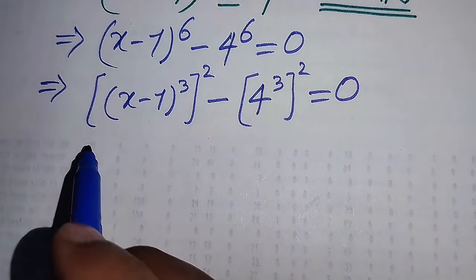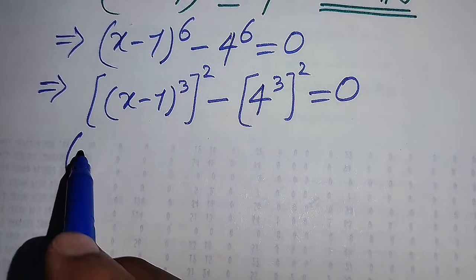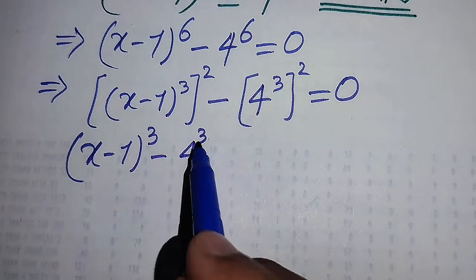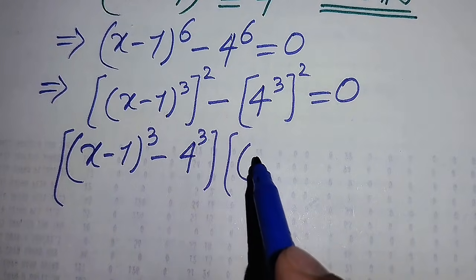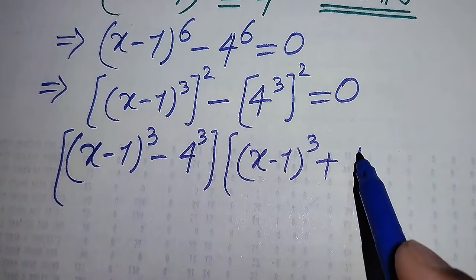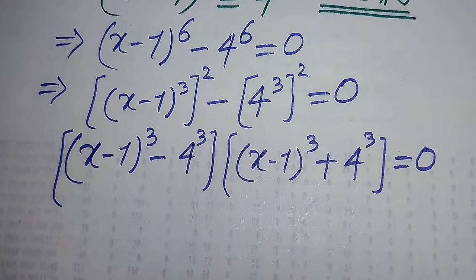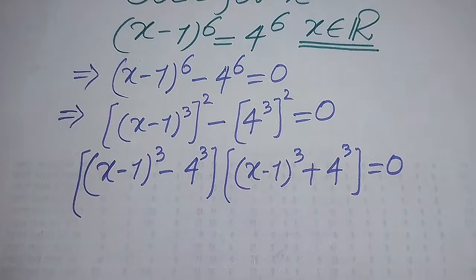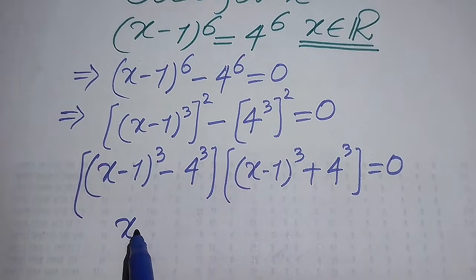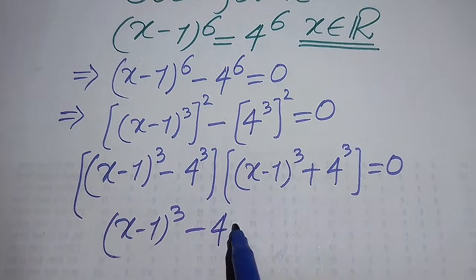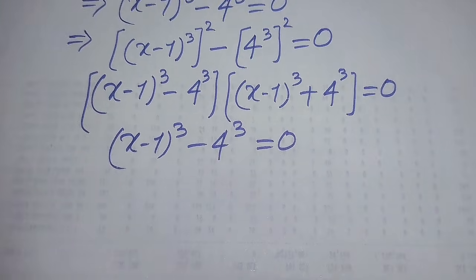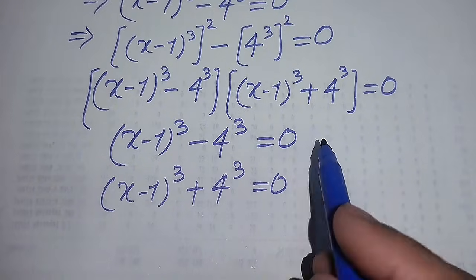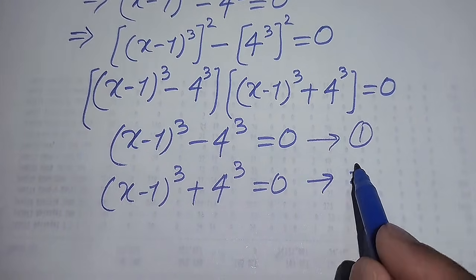So here we use the nice squared formula. You know about that. If we have a² − b² = (a − b)(a + b), so we have our a is (x − 1)^3 minus b is 4^3, into a plus b, again a is (x − 1)^3 plus b is 4^3, and this whole equation is equal to 0. And now in the next step we divide this equation into the two cases. The first case is (x − 1)^3 − 4^3 = 0, and the second case is (x − 1)^3 + 4^3 = 0. So we call this equation number 1 and this equation number 2.